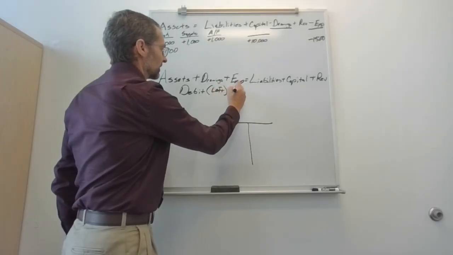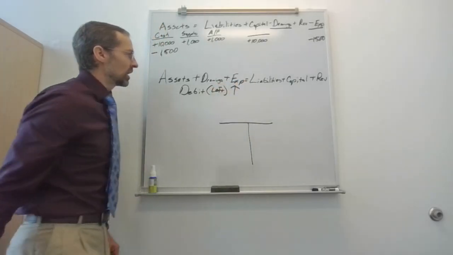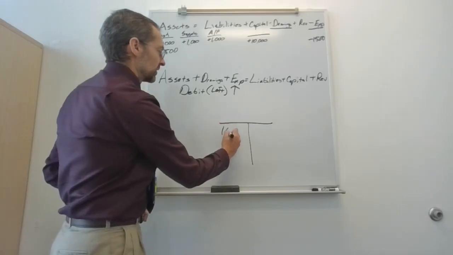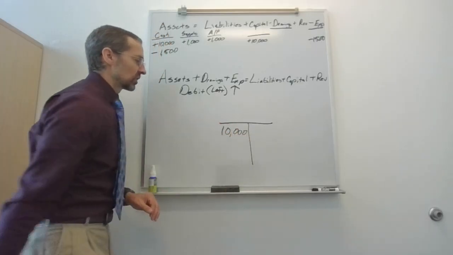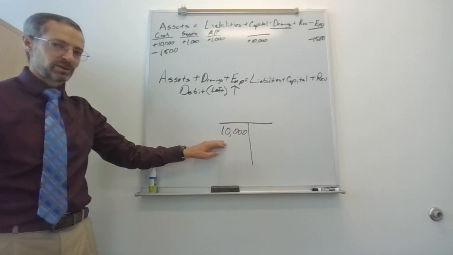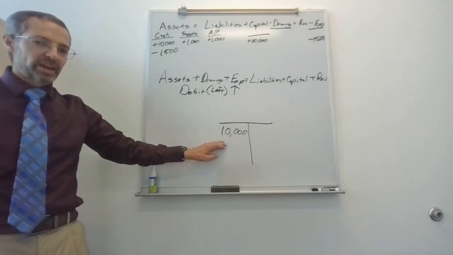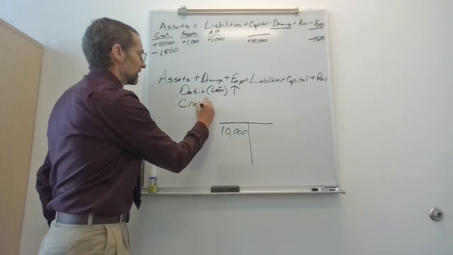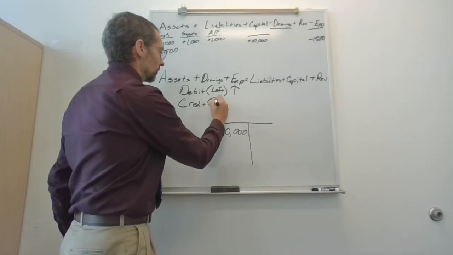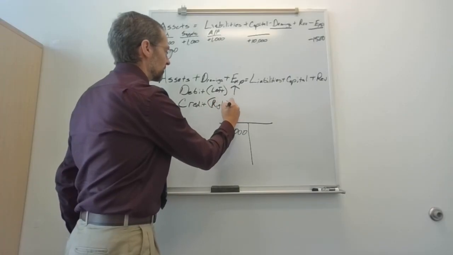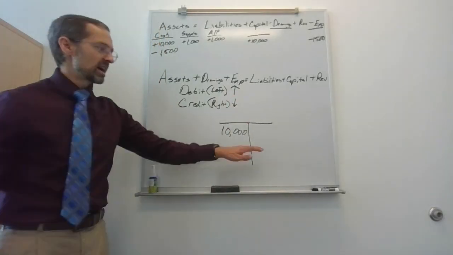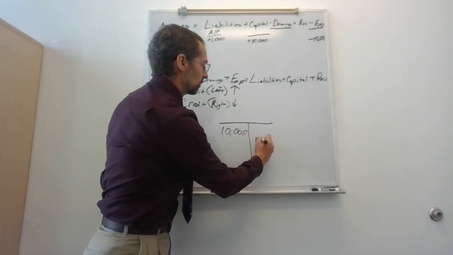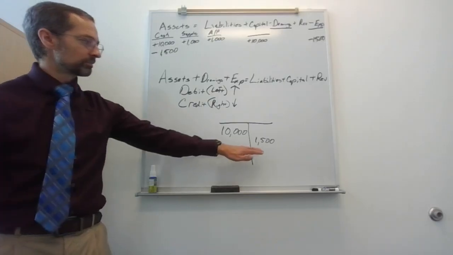So debit, or the left side, makes these things go up. So if my cash goes up $10,000, I put it on the left side to show that cash went up $10,000. What if cash went down? Well, guess what? It's just the opposite. The credit, or the right side of the equation, makes that go down. So if my cash went down $1,500, I'd say, okay, I put that on the right side of the cash account.